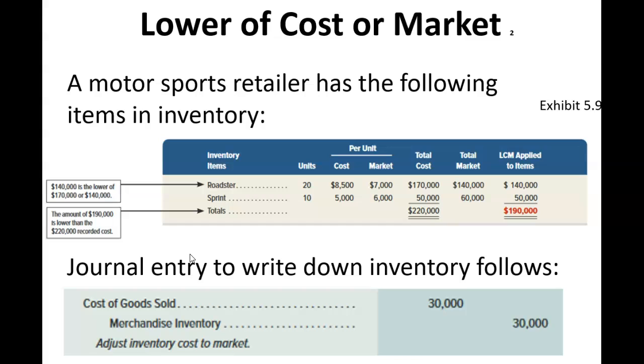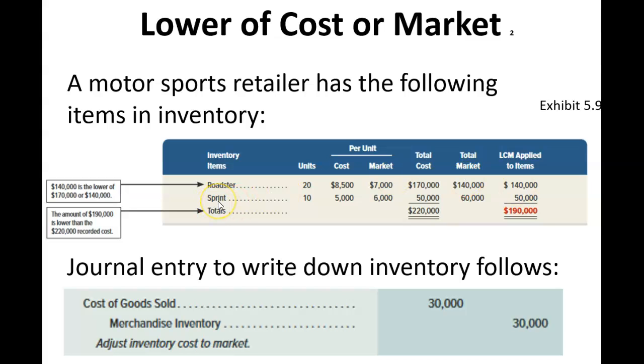Let's take a look at an example from your textbook. When lower of cost or market is applied to individual items of inventory, the number of comparisons equals the number of items. For this company, Roadsters has a total cost of $170,000 and total market of $140,000. Market is lower than cost. So if lower of cost or market is applied item by item, you choose the lower of the two, market or total cost in the books.